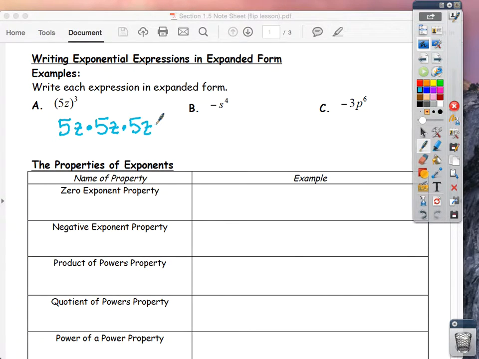Did I do okay there, Fish? You did, but let me talk a little. The one thing you have to note is that he wrote the 5z 3 times because 5z is in the parentheses. Now, if they were not in the parentheses, it's going to be a little bit different if you look over at example B.